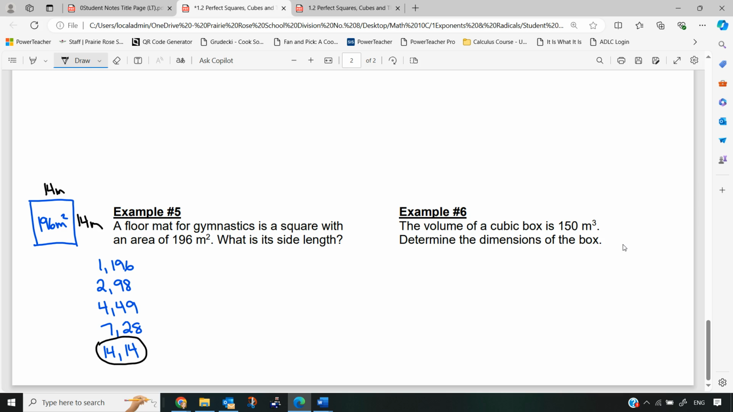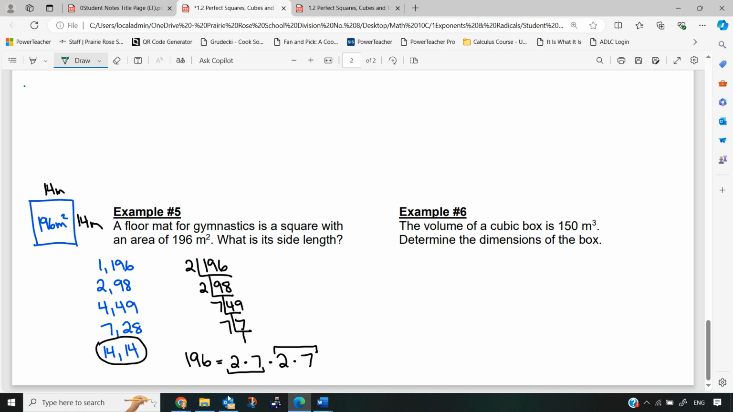Another way might be to do birthday cake. So we're going to take 196, and if we divide by 2, 196 divided by 2 is 98, divided by 2 is 49, divided by 7 is 7. So writing that out as prime factorization, we have that 196 is 2 times 7 times 2 times 7. And if we group those, we can see that 2 times 7 is 14 and 2 times 7 is 14. So 196 is 14 by 14. So that's going to be my side length.